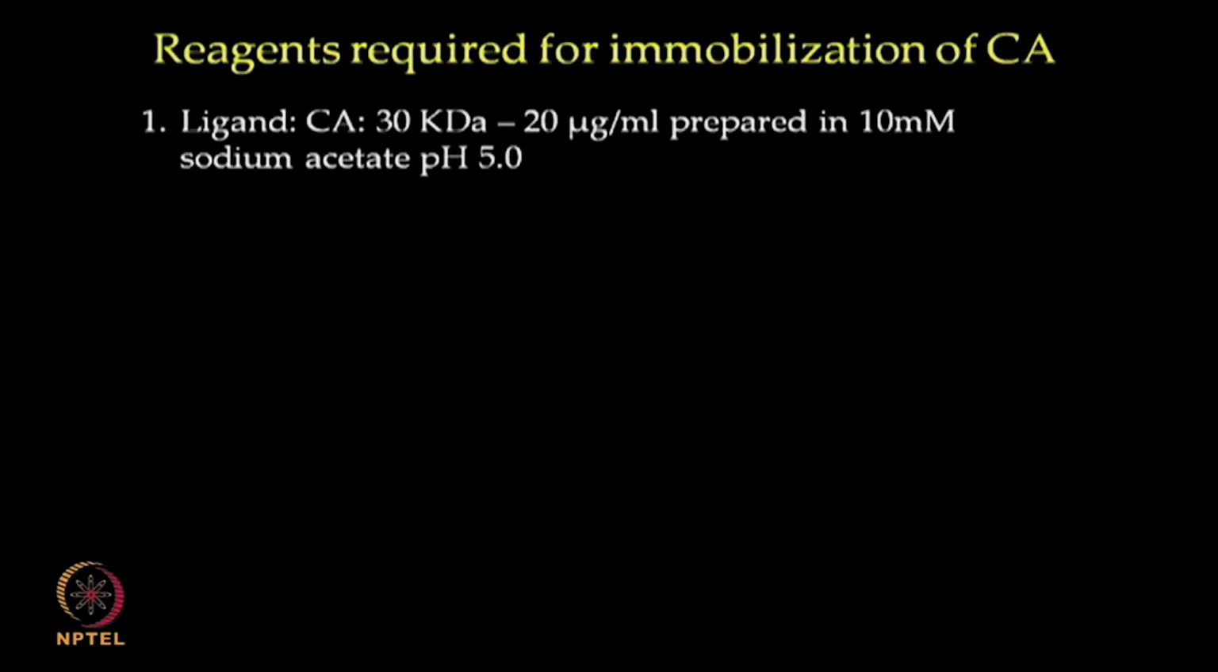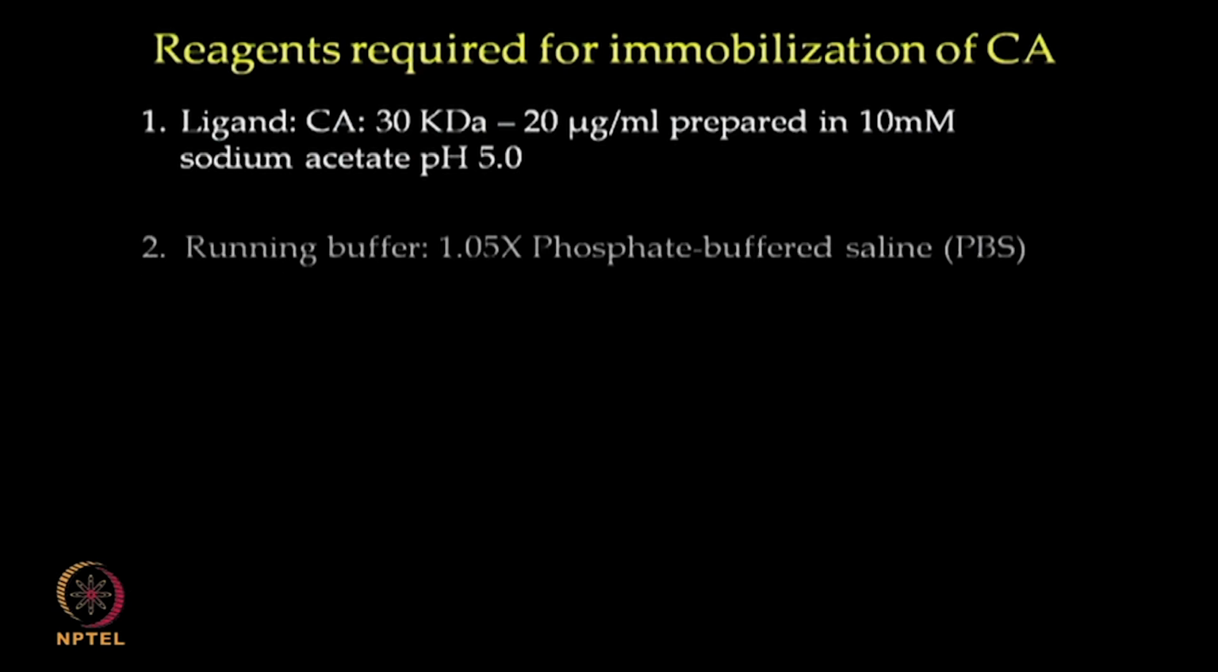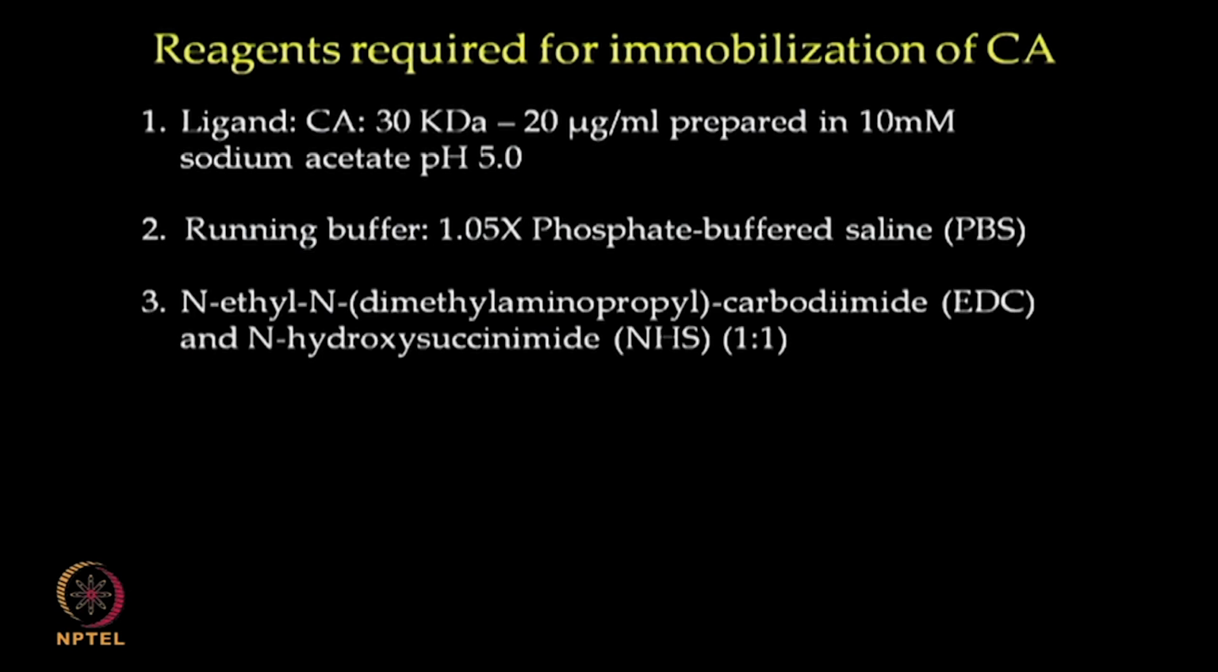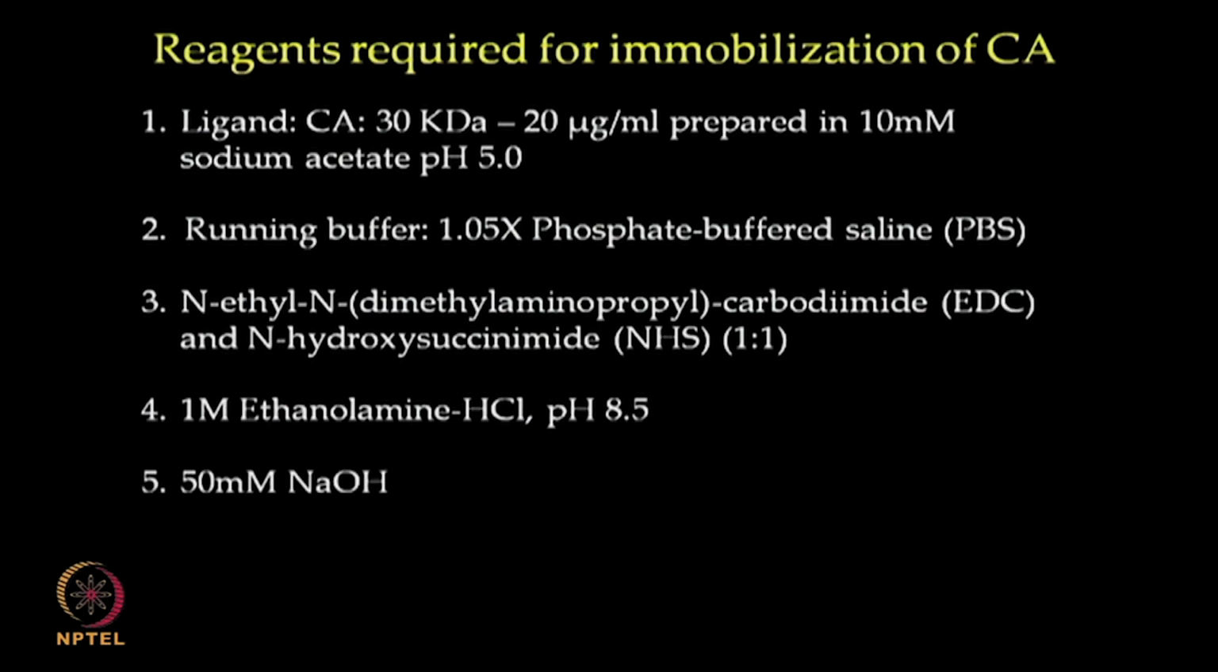The ligand is prepared at a working concentration of 20 microgram per ml using an immobilization buffer of 10 millimolar sodium acetate pH 5. We will be using 1.05x PBS buffer as the running buffer, which will be connected to the system followed by priming. EDC and NHS are prepared as suggested in the amine coupling kit for surface activation. 1 molar ethanolamine HCl pH 8.5 is prepared for blocking the free ester groups on the surface. Lastly, 50 millimolar NaOH was prepared, which will be used to remove the electrostatically bound ligand.